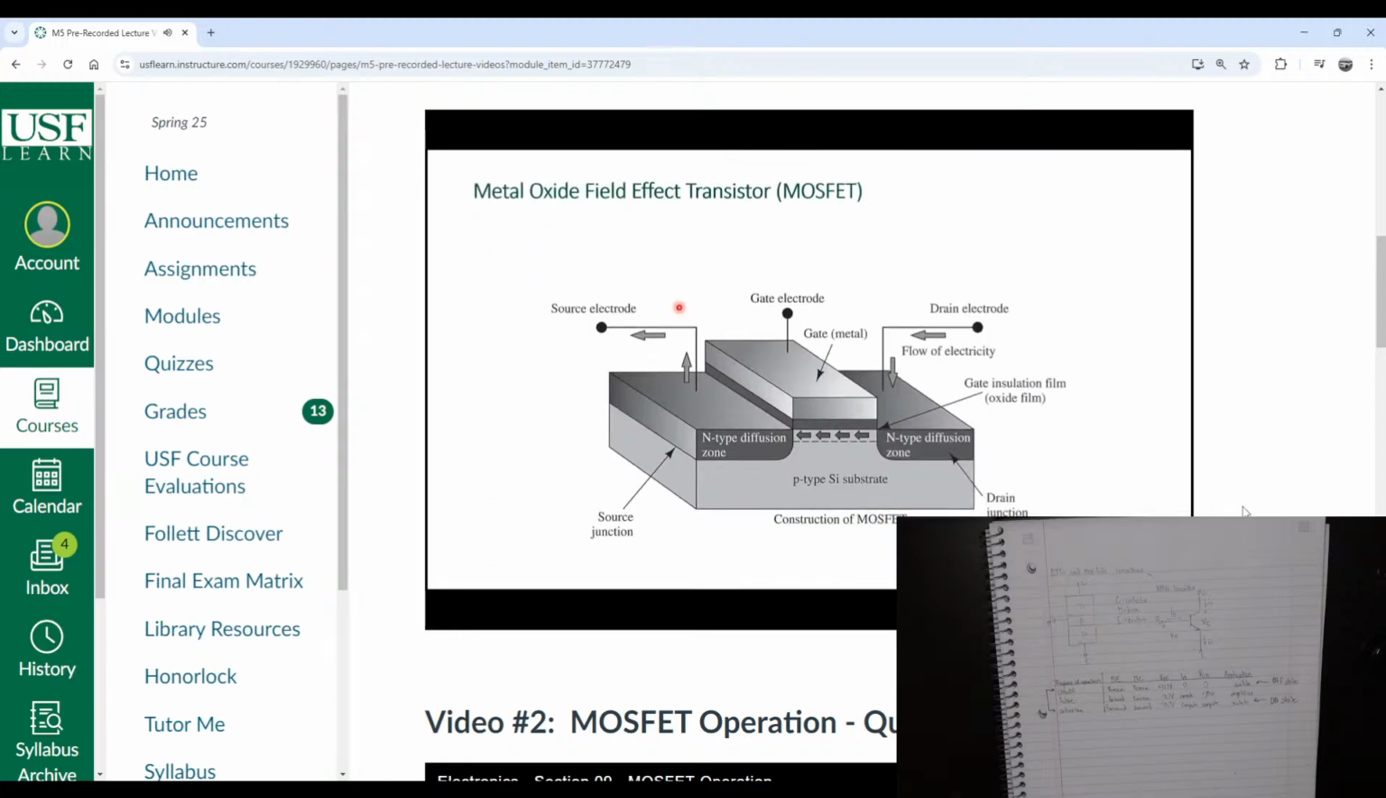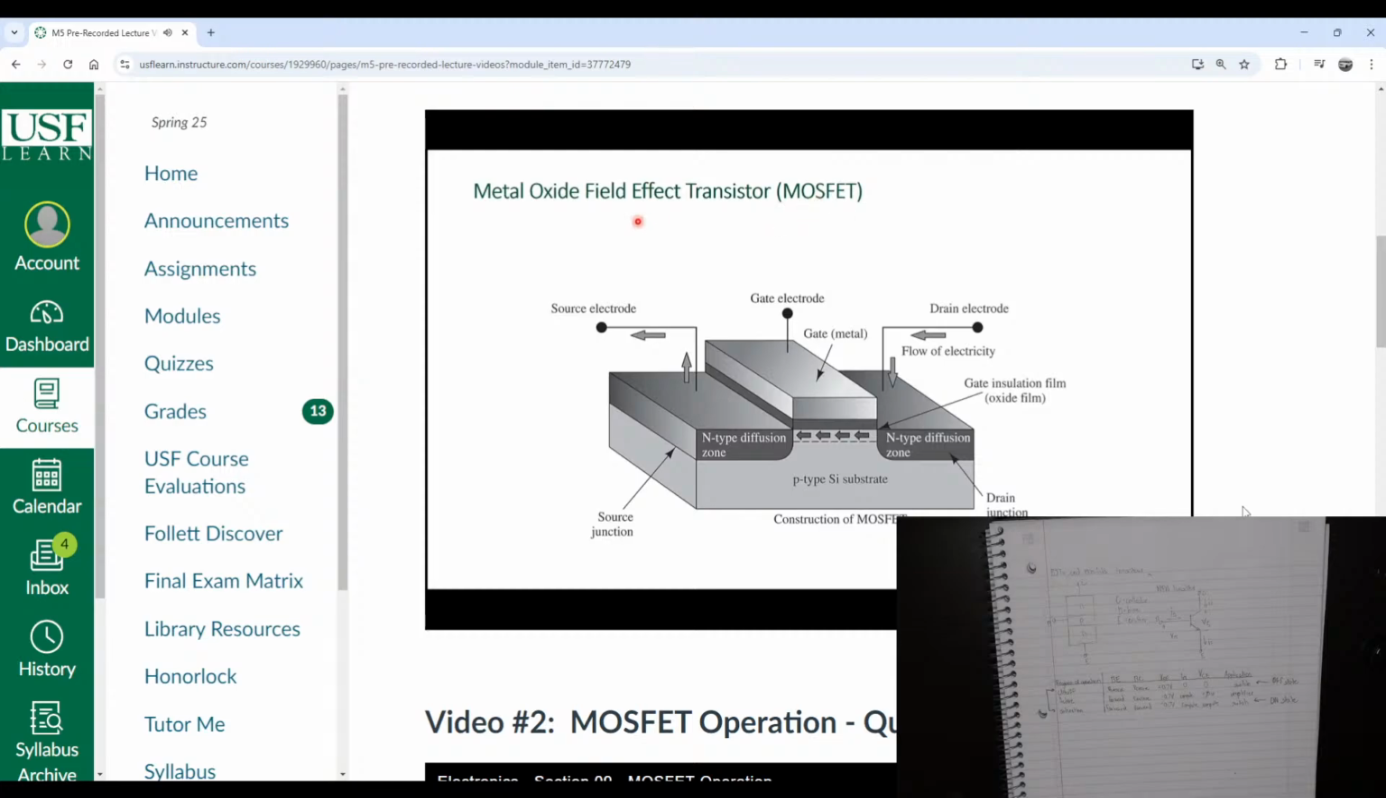Now let's switch our discussion to the MOSFET. And MOSFET stands for metal oxide field effect transistor. So let's see, also a three-terminal device, right? There's terminal 1 here, 2, 3. This is known as the drain, this is known as the gate, and this is known as the source electrodes. So let's see how this one gets its name.